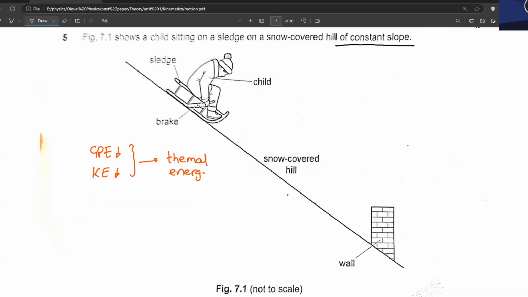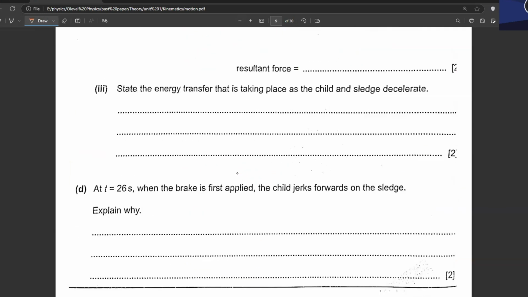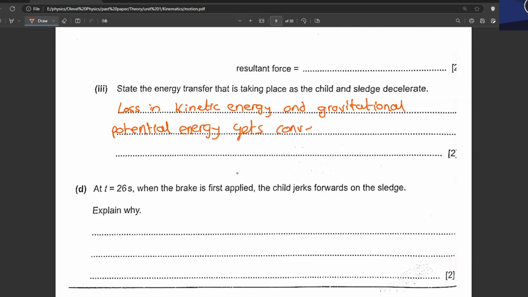You can write this down. You can say: loss in kinetic energy and gravitational potential energy gets converted into thermal energy. Simple as that.